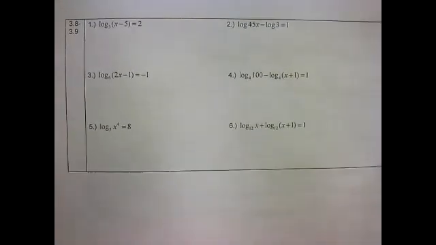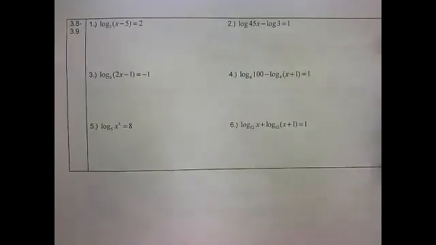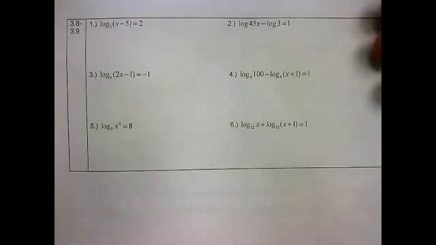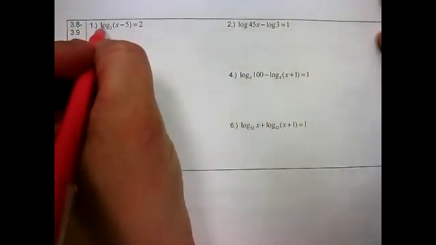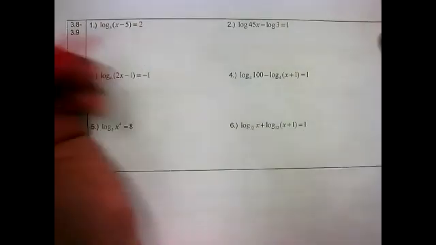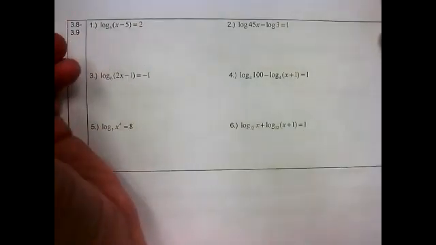All right, let's take a look at some more problems here. These ones are a little bit more difficult, but we're going to use the same concept. On these, the very first thing is to see if we can cancel anything. If we can't, then we're going to have to rewrite it. So let's take a look here. Here I have log base 3 of x minus 5 equals 2. This one I can rewrite.